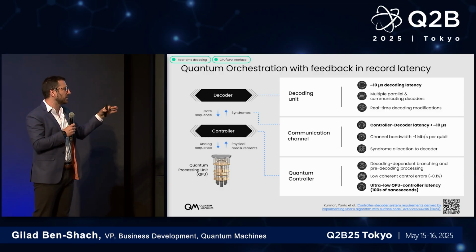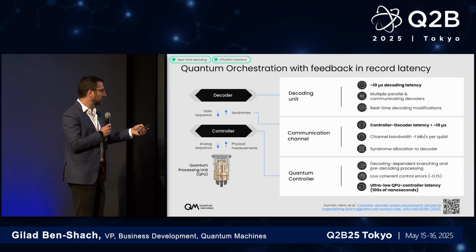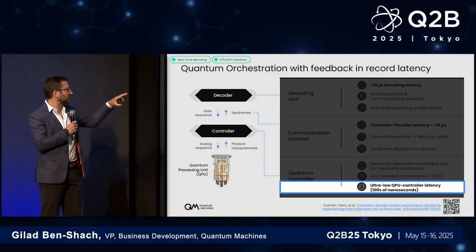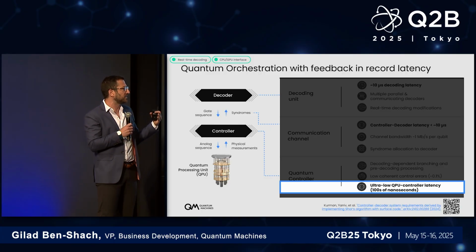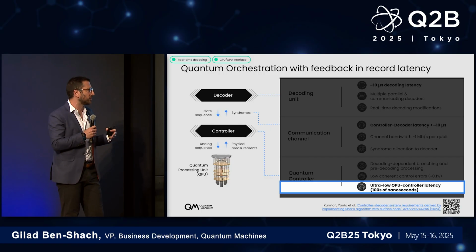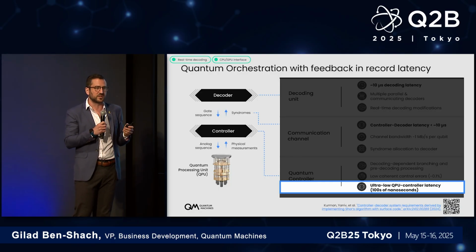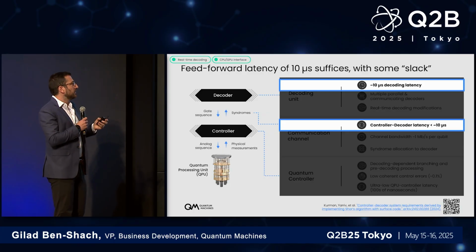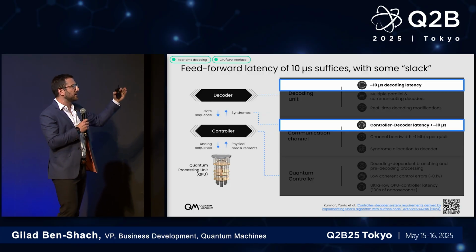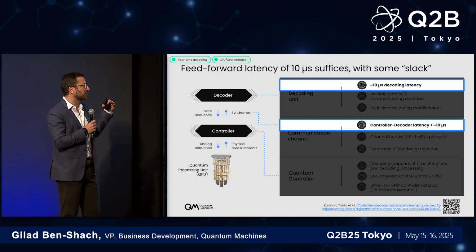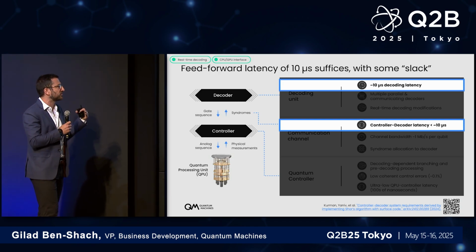We've done quite a bit of research to define what the required timescales are. And so you'll see first at the quantum controller layer, you need to have ultra low latency between the QPU and the controller, on the order of hundreds of nanoseconds. And this is something we already achieve with the OPX 1000. Then you need to have low latency between your controller and your decoder, this communication channel. And we calculated that it needs to be below the 10 microsecond limit.